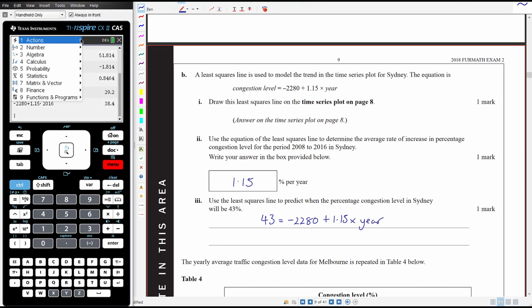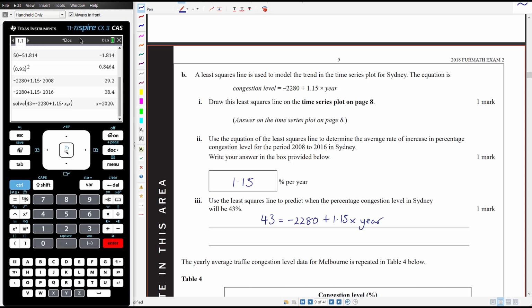We can use our CAS to solve the equation for us, which is probably the most efficient way. 43 equals negative 2280 plus 1.15 times an unknown value, and we solve for that unknown value. We find that the year is equal to 2020. So the least squares line predicts that the percentage congestion level in Sydney will be 43% in the year 2020.